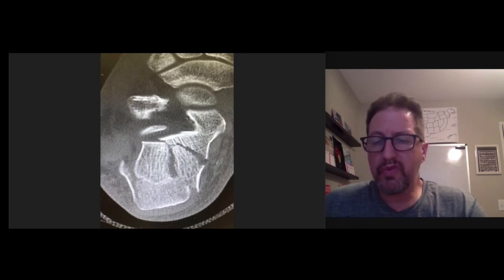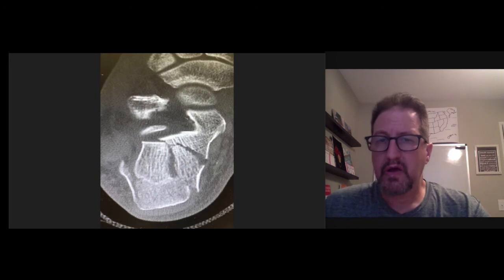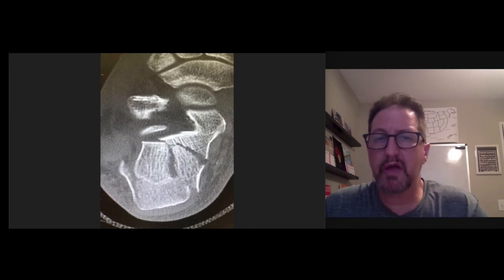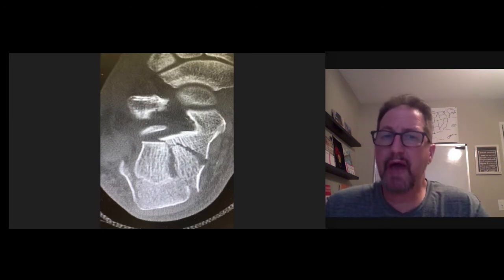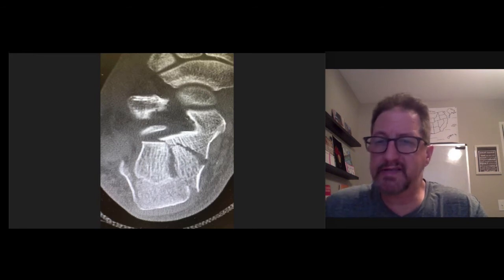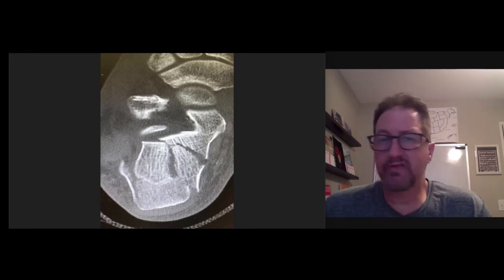So with the Sanders classification, these could be somewhat hard to answer the question, what is the classification? But the first thing is you have to be able to see the posterior facet of the subtalar joint and the sustentaculum tali. If you can't see the sustentaculum tali, then there's no way that you can classify this using Sanders.